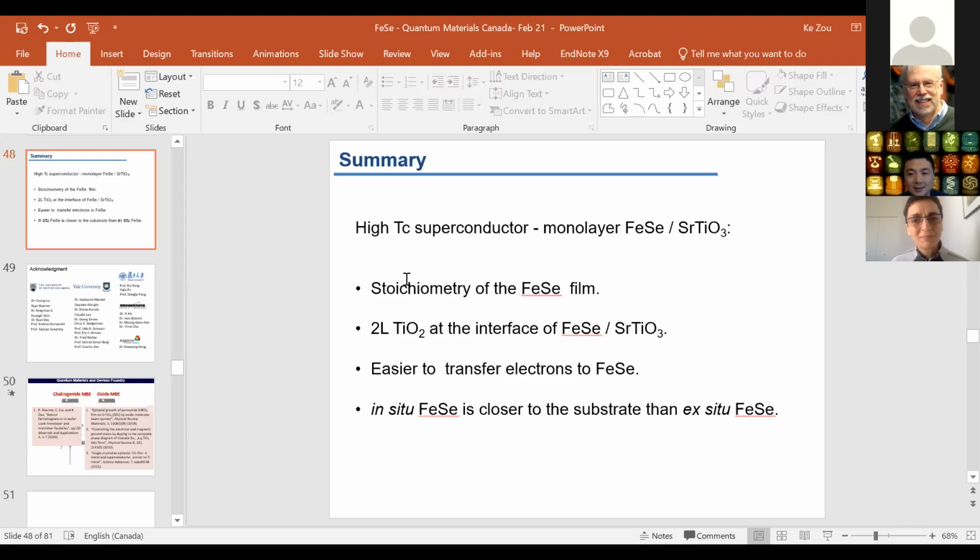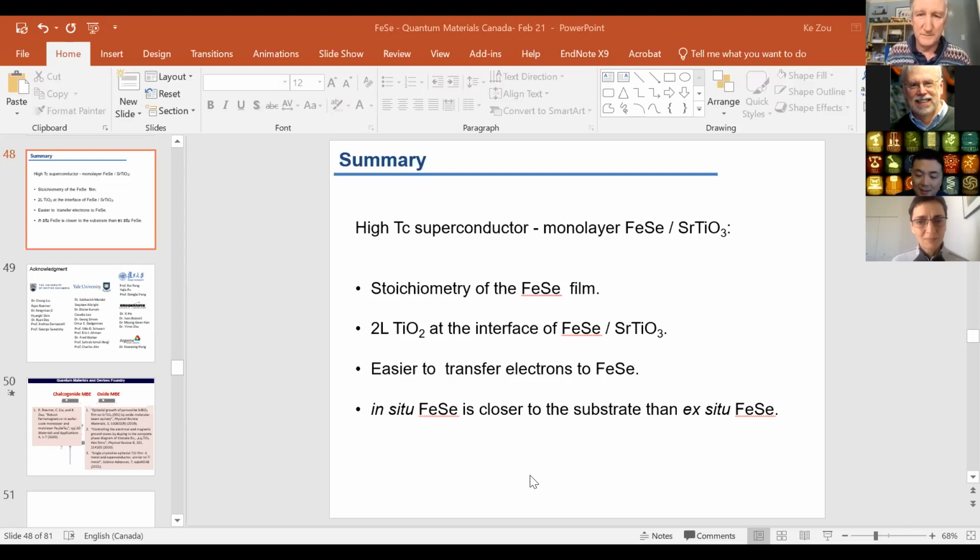Bruce? Yeah, so very, very nice talk. A couple of what I think are naive questions. So this two-layer titanium oxide at the interface between the iron selenide and the STO, is that a property of STO itself for that termination?